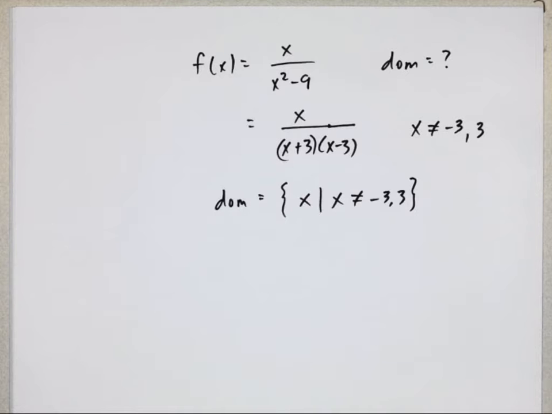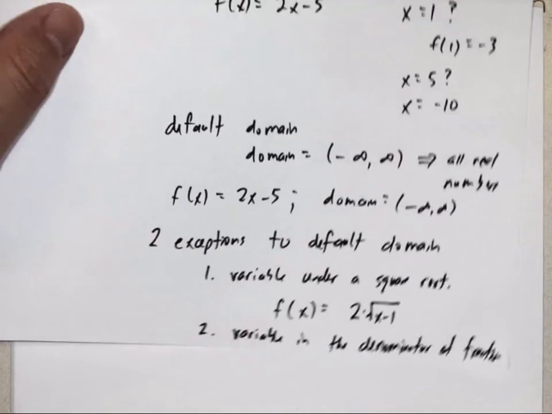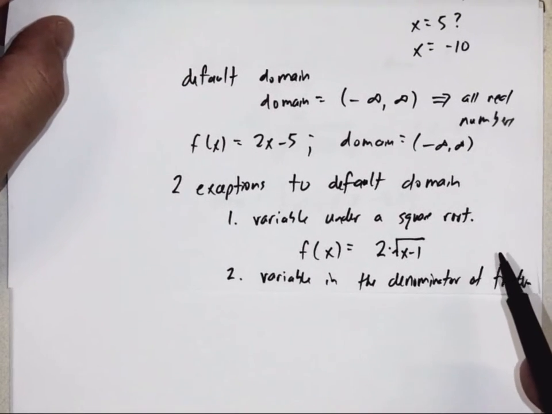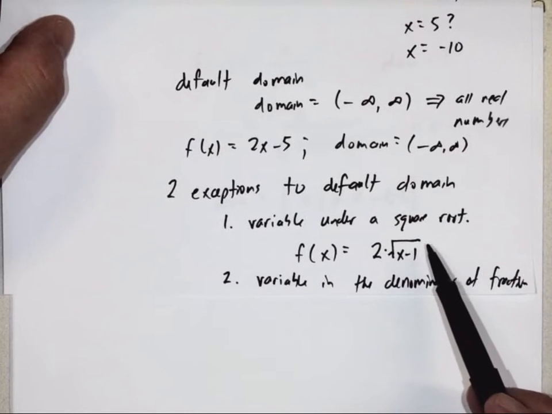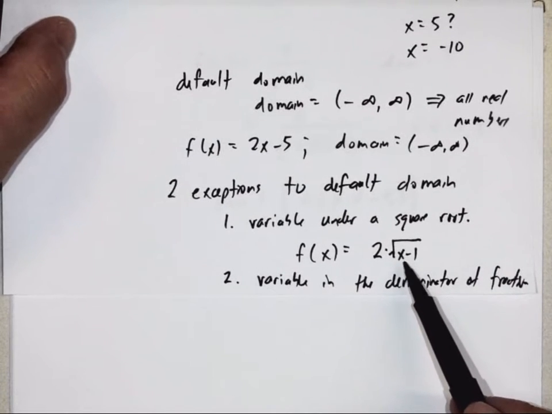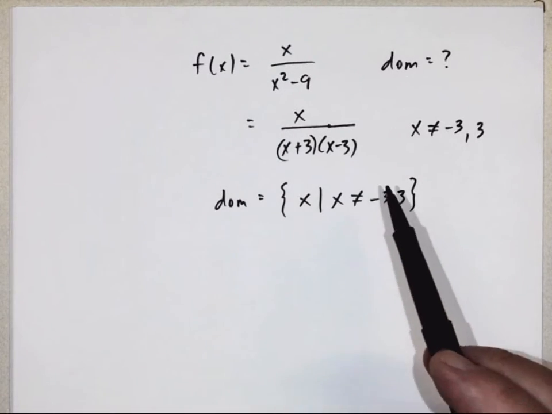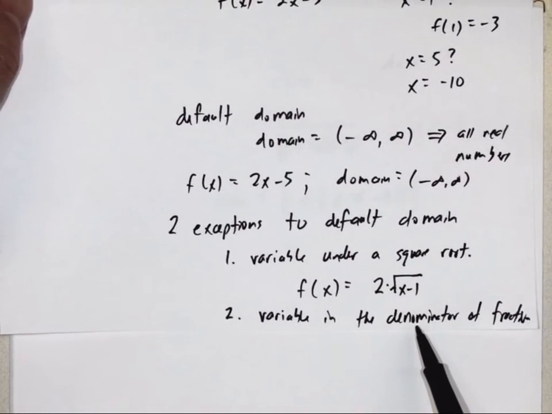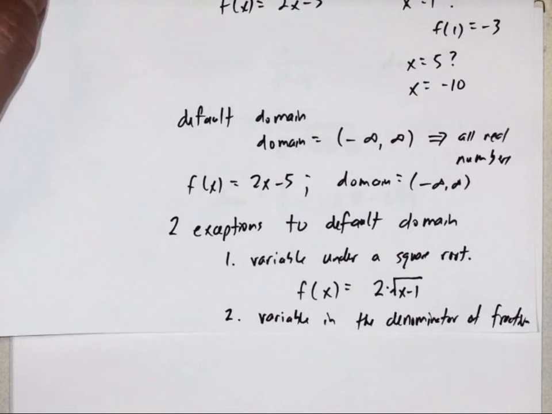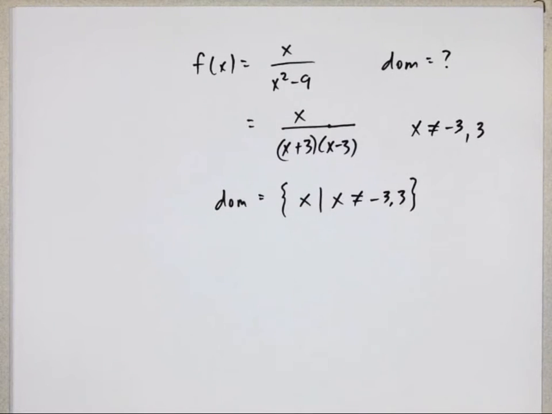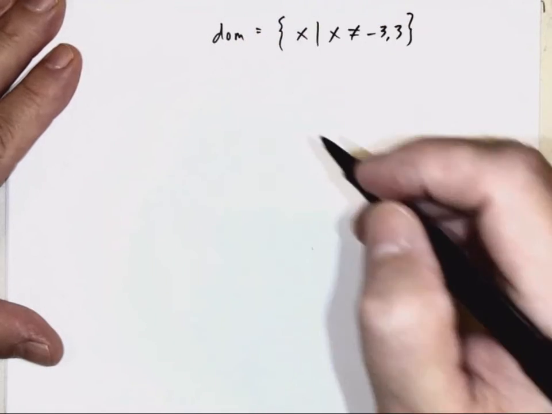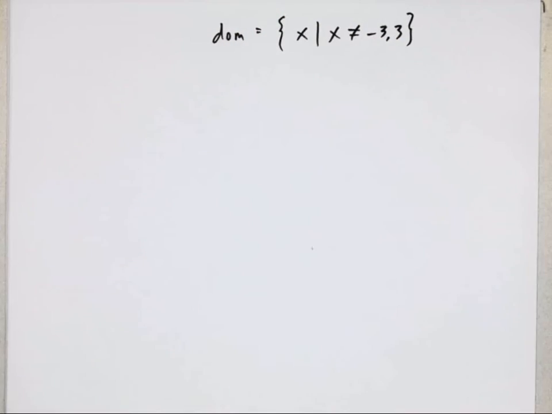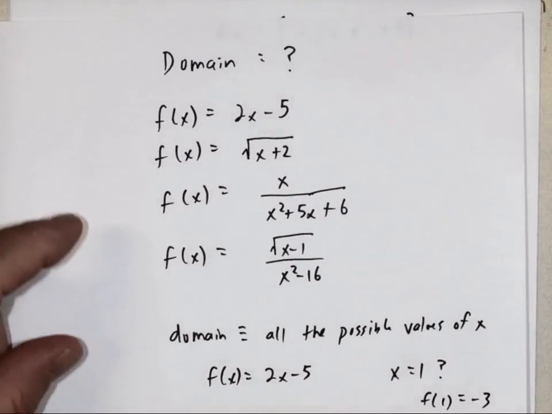All right, so now, as a quick review, when we look at domains of equations, we assume the domain to start with is all real numbers, and then we look for the two exceptions. The one exception is a variable under the square root. The other exception is a variable in the denominator of a fraction. And now we realize the impact that both of those situations have on the domain. Now, as one final, if I go back, here are the initial functions I gave you.